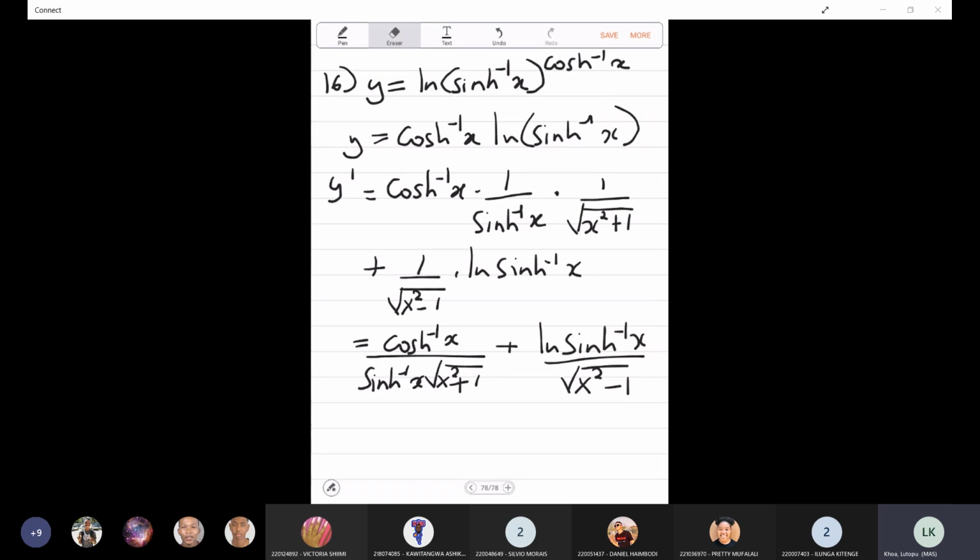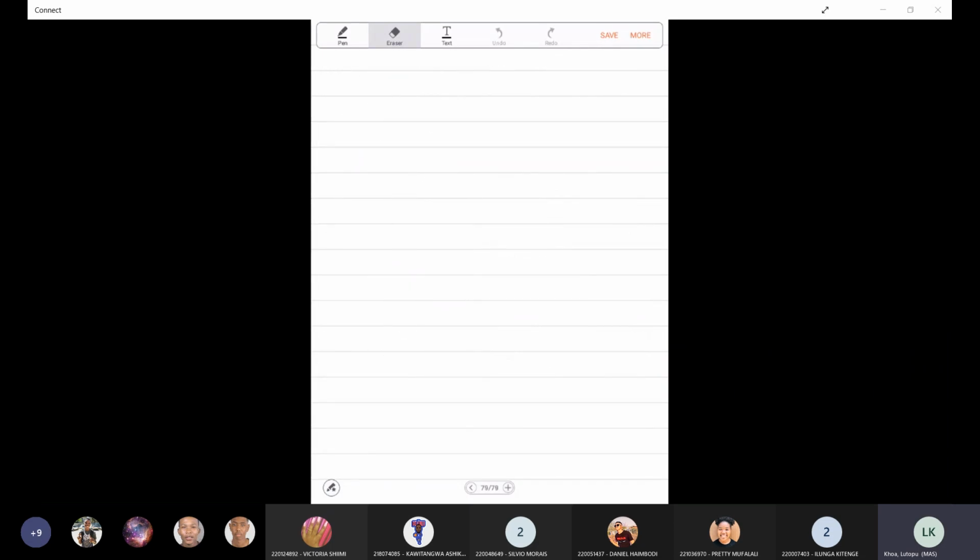Okay, so that's it on hyperbolic inverse cosh functions and their derivatives. The key thing is just to use the table when you are differentiating, and then try and leave your answer in its simplest form. Then the next thing we have are the parametric functions.